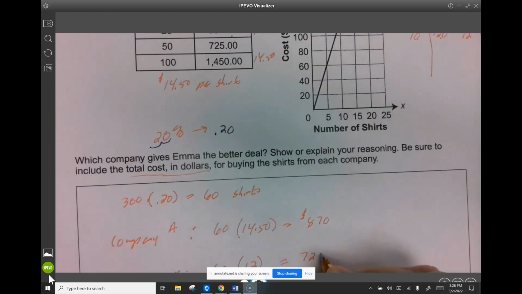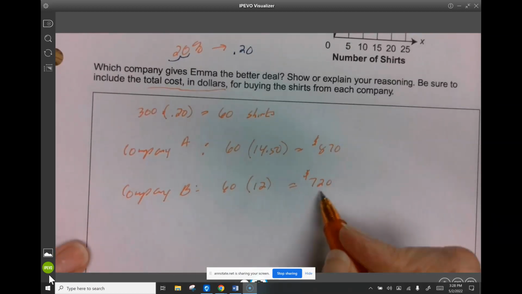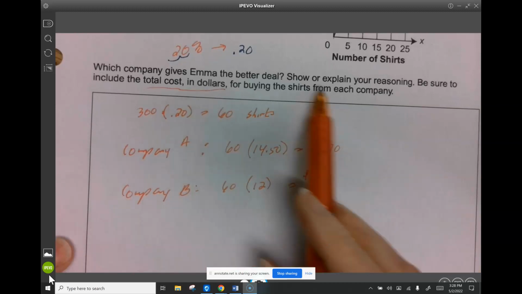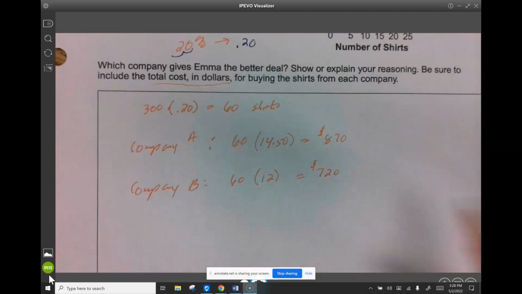That's $720. Okay, so which one's the better deal? We now know it's obvious which one's the better deal. It's going to be Company B. We've seen that it's cheaper. So it says we need to show and explain. So then we've done our show and explain. Now we're just going to write a statement.